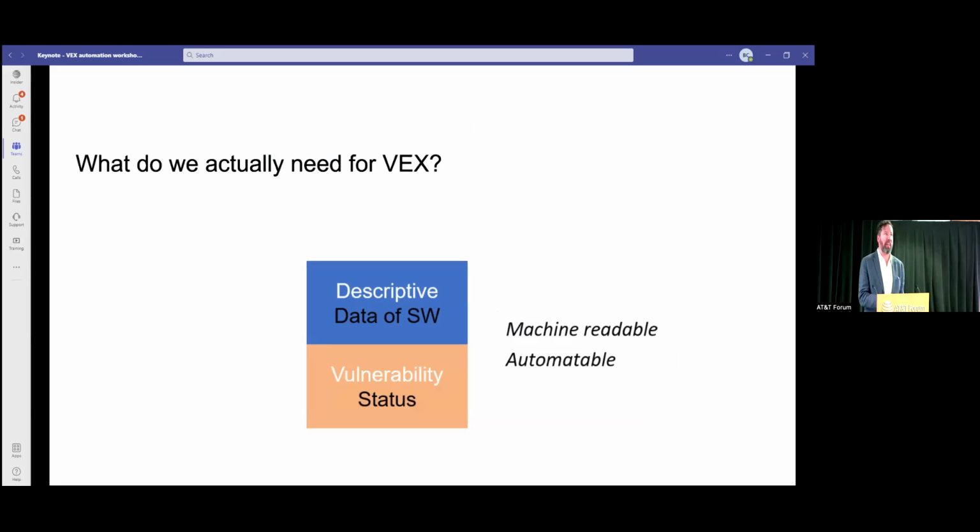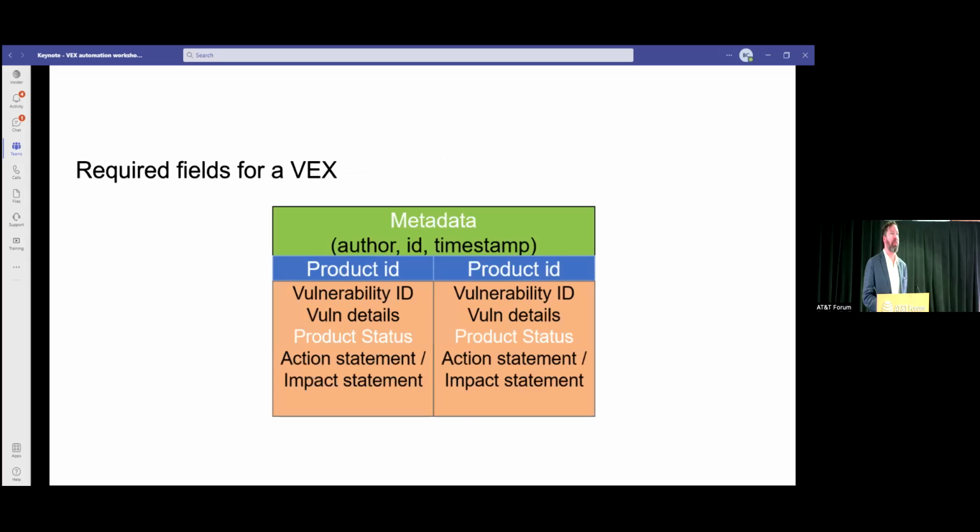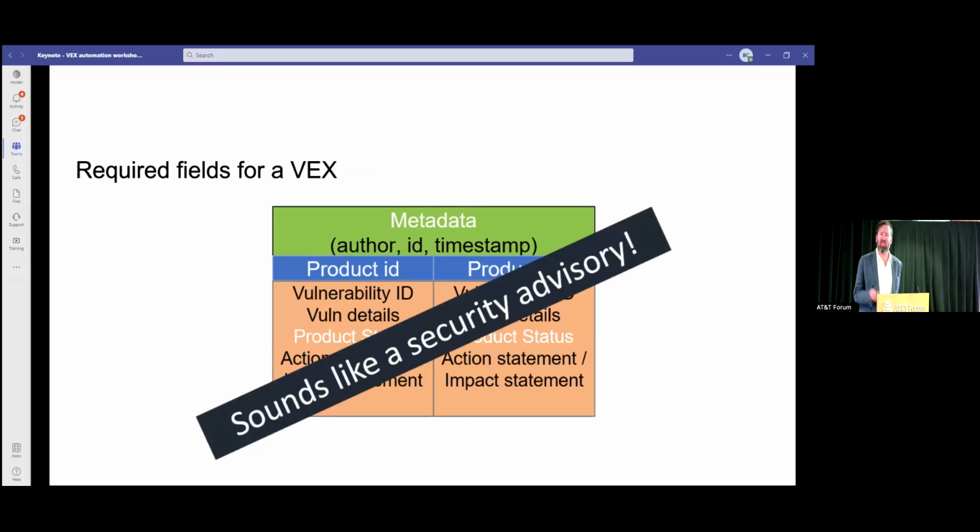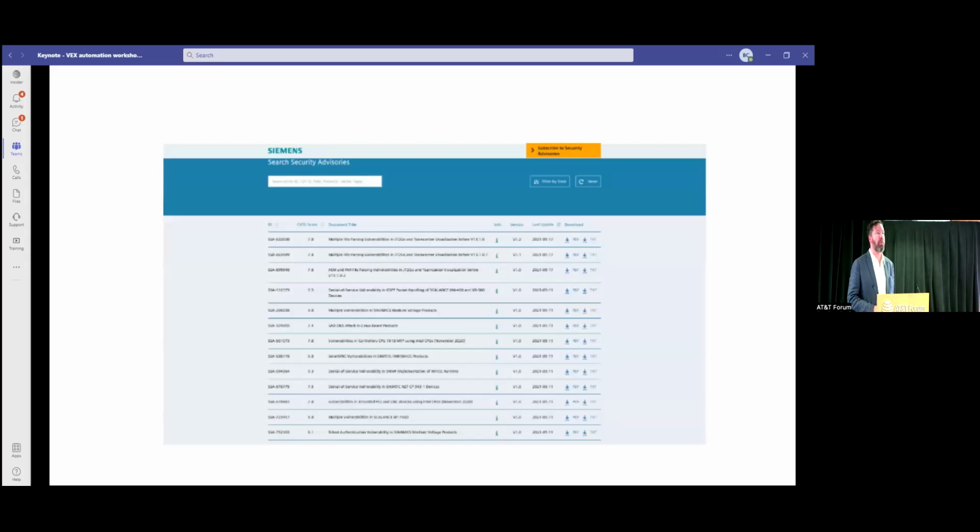So essentially, right, you need a description of the software, and then the vulnerability and the status. The goal here is to make sure that it's machine readable and automatable. So expanding this a little more, I need some metadata, right? What are the details of this file? What's the product ID? I've got some vulnerability information, some vulnerability details, and then the status, and then some information about that status. So all of a sudden, this is starting to look like a pretty traditional security advisory.